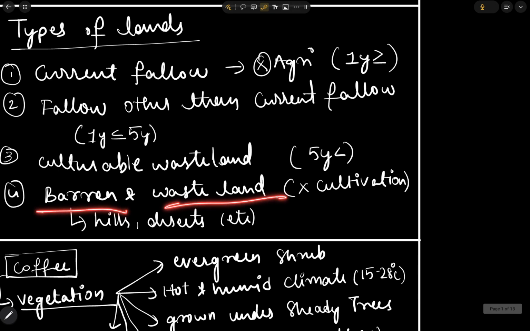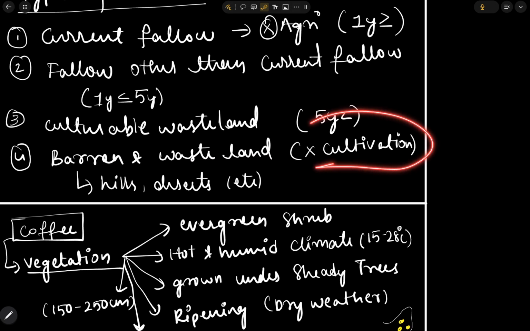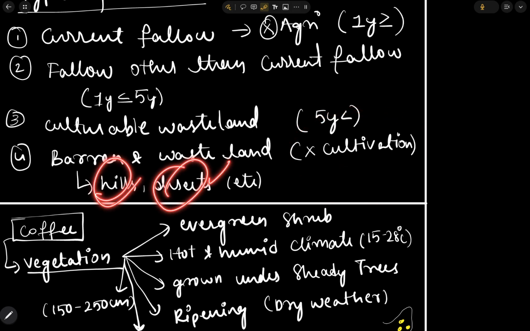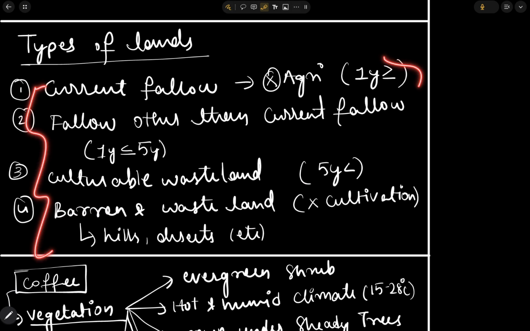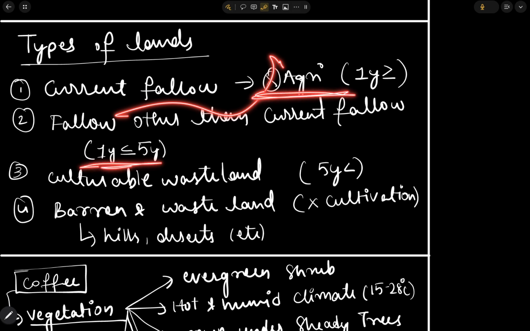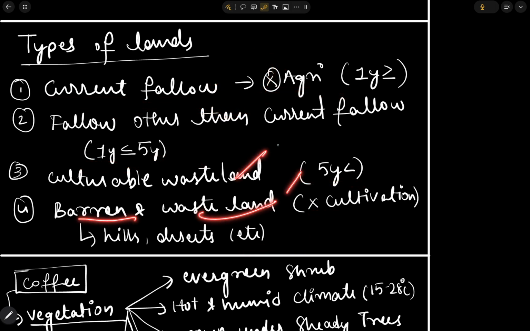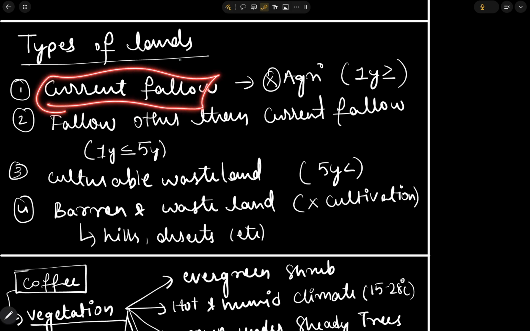Next we have the barren and wasteland. Barren and wasteland is where we cannot cultivate, like hills and deserts. So this is also a kind of factual information. Suddenly the examiner may give this section: in the RHS the definitions, and in the LHS current fallow, fallow other than current fallow, culturable wasteland, barren and wasteland, and they ask us to match, or how many of the pairs are correct or incorrect. So that's why we need to remember.